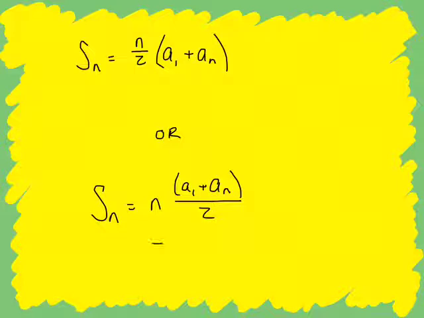For instance, this would take n terms and multiply it by the average of the first and the last term. This would add together the first and the last term and decide that if you added together the first and the last term, you have half as many terms overall. Either one of those would work to find the partial sum of an arithmetic sequence.